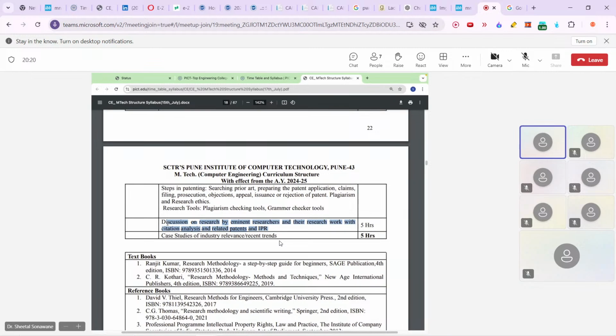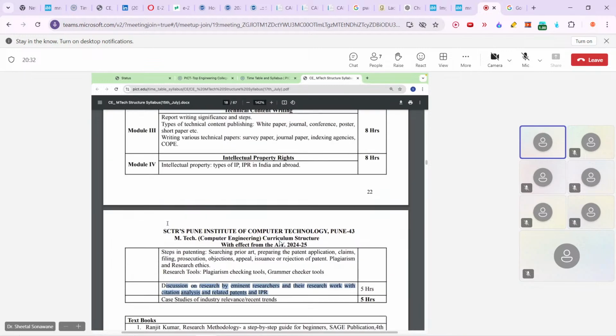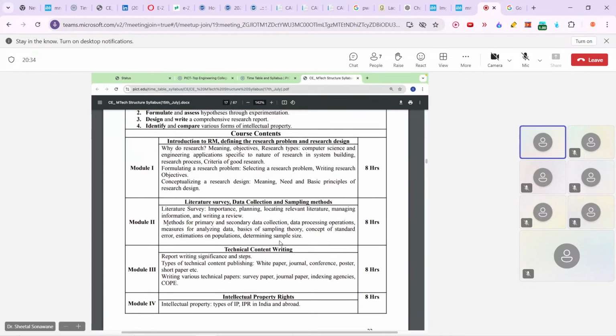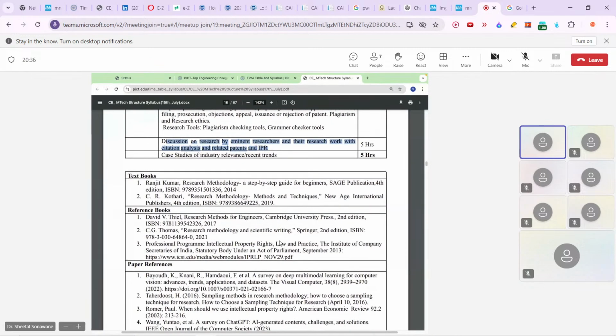Case studies on industry relevance and recent trends. So that also we are going to get, we have discussed in the respective units. So these are all contained in the syllabus and the major book.